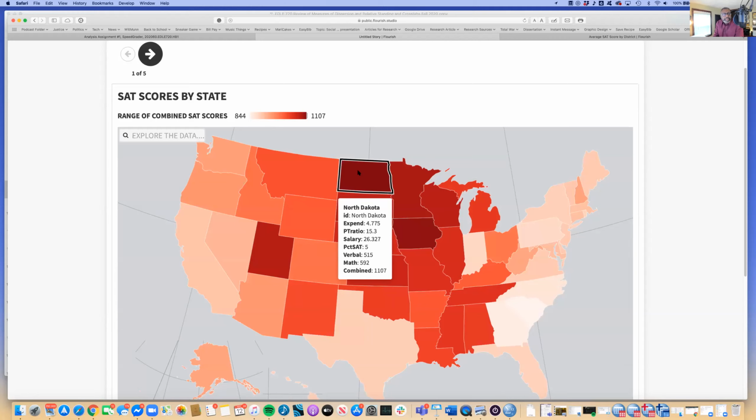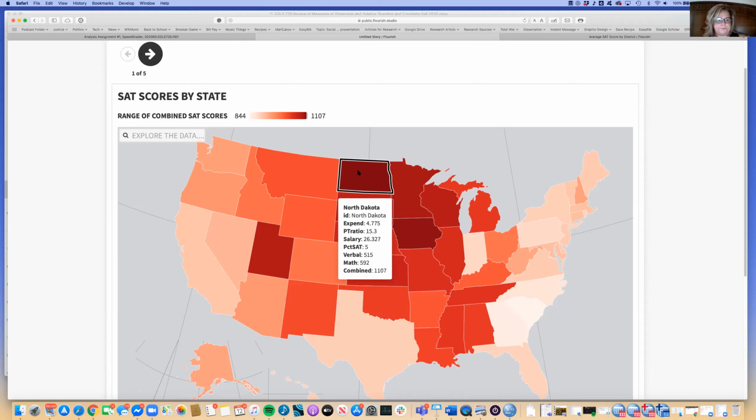So what are the independent variables here? The whole class. Student expenditure, salary, and student-teacher ratio. Absolutely. They're having an effect on what? What's your dependent variable? SAT scores.